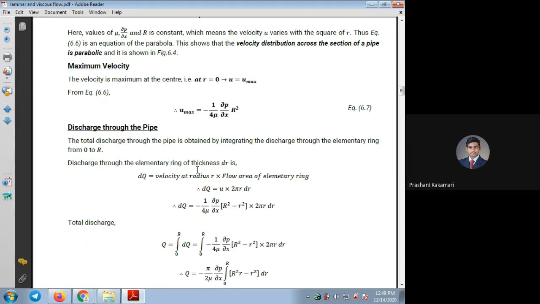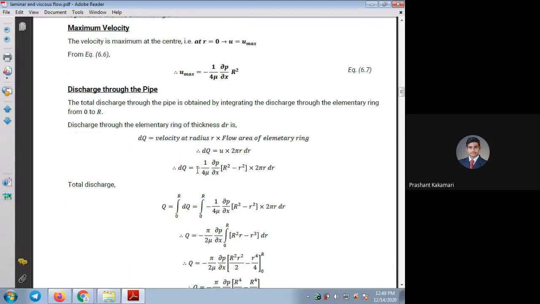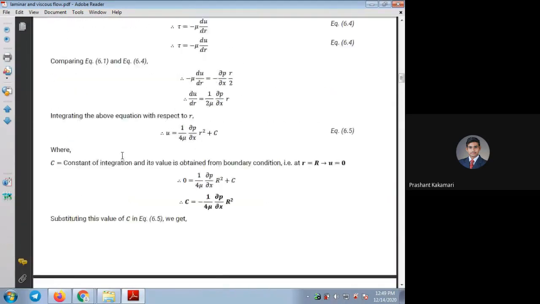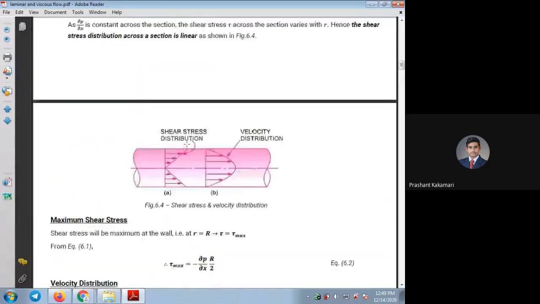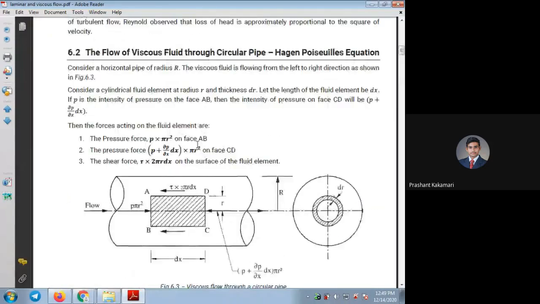Next is the discharge through the pipe. So for this we need the average velocity. All of you know how to find the discharge. See, all these things we are finding finally to find the pressure drop along the pipe. That pressure drop between the inlet and outlet of the pipe is called the Hagen-Poiseuille equation. So to derive this equation, we are finding all these different terms.